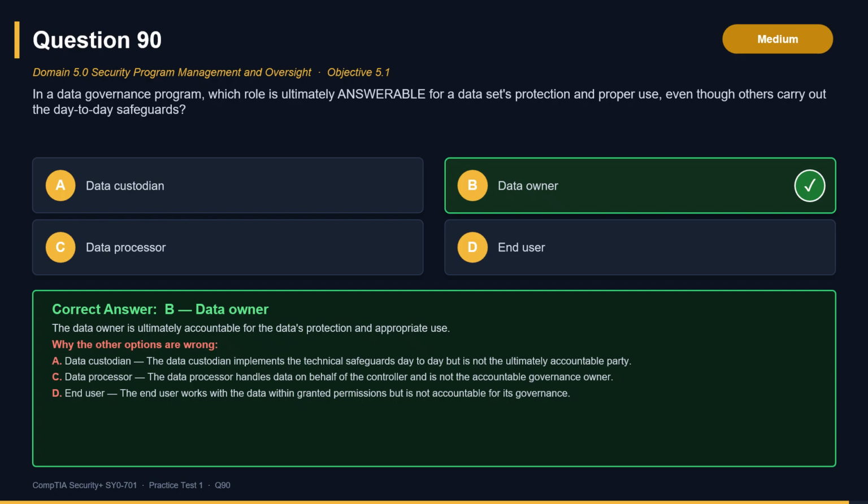Data custodian is incorrect. The data custodian implements the technical safeguards day to day, but is not the ultimately accountable party. Data processor is incorrect. The data processor handles data on behalf of the controller and is not the accountable governance owner. End user is incorrect. The end user works with the data within granted permissions, but is not accountable for its governance.